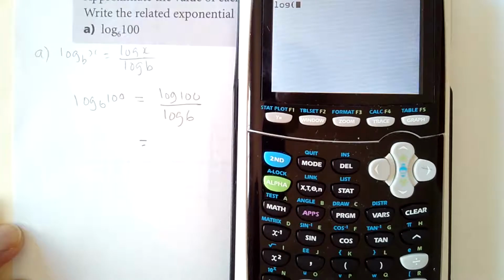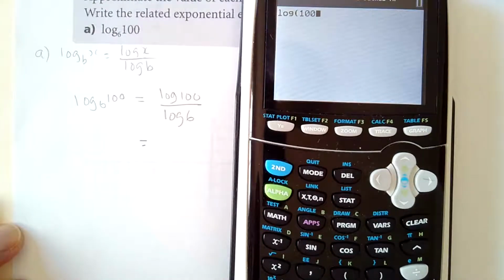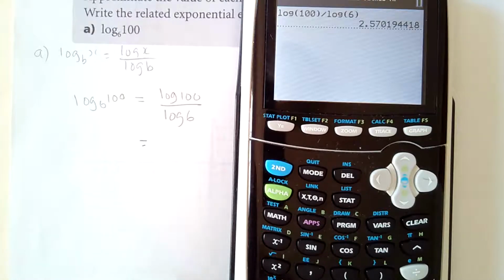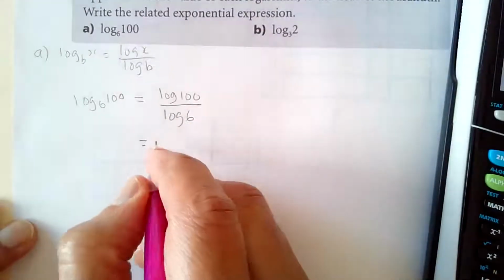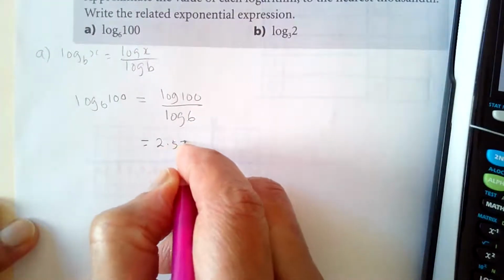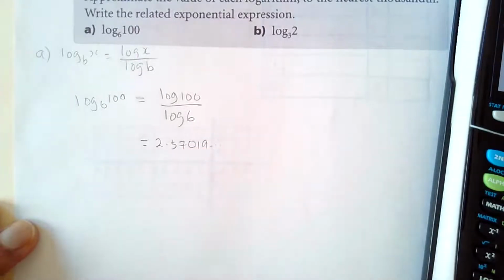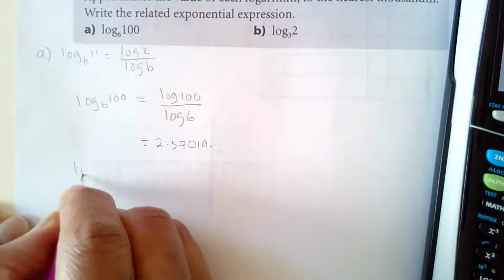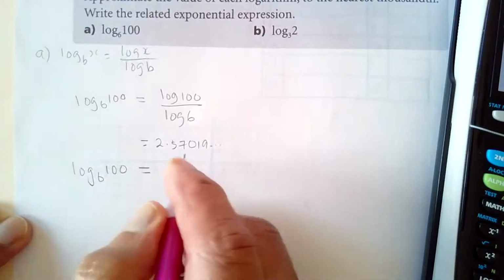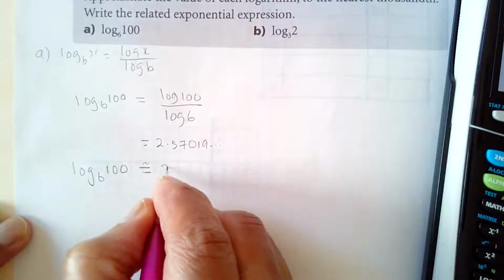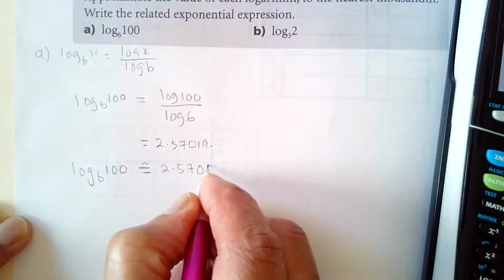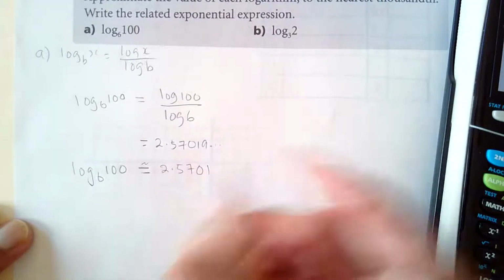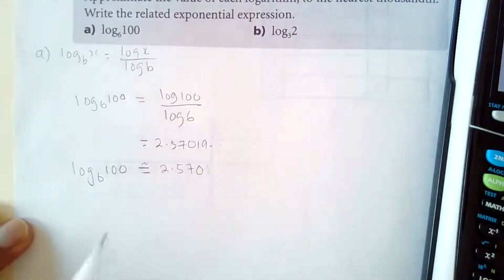And log 100 divided by log 6 gives me 2.57019, so it's 2.570. So we can say log base 6 of 100 is approximately 2.5701. Well, let's set it to 1,000 so we can leave it to 0 there.